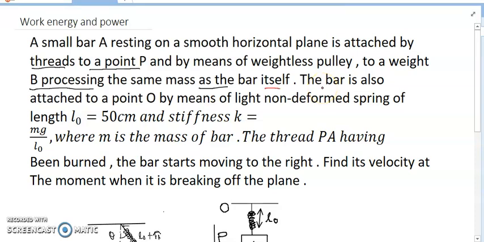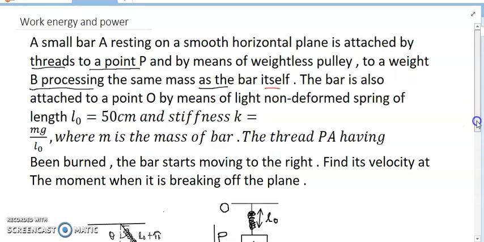The bar is also attached to a point O by means of a light non-deformed string of length L0 equal to 50 centimeter and stiffness k equal to mg divided by L0, where m is the mass of the bar. The thread PA having been burned, the bar starts moving to the right. Find its velocity at the moment when it breaks off the plane.